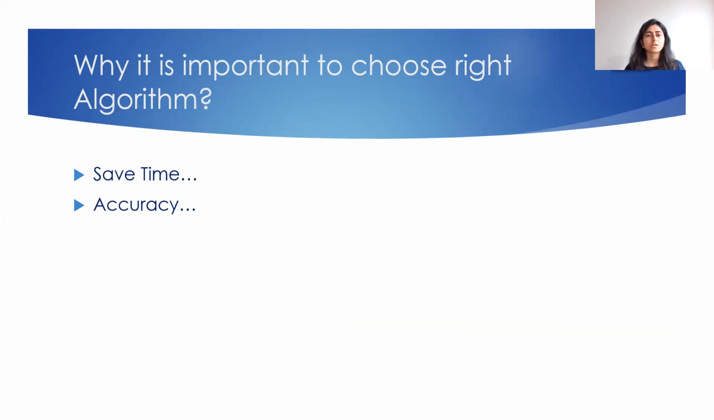First of all, we should know why it is important to choose the right algorithm for the problem. We have a variety of algorithms in machine learning, but it is very important to choose the right one. First, we need to save time. If we have the right algorithm in our hand, it will save our time. The second point is accuracy. The right algorithm will give good accuracy for our projects.